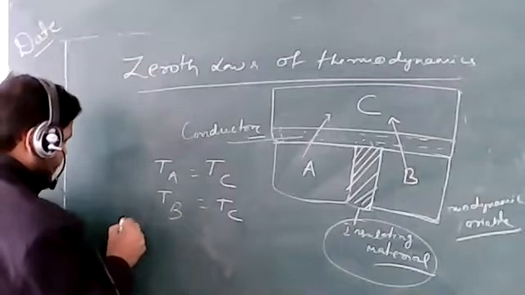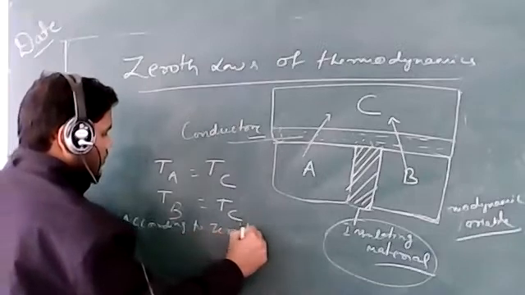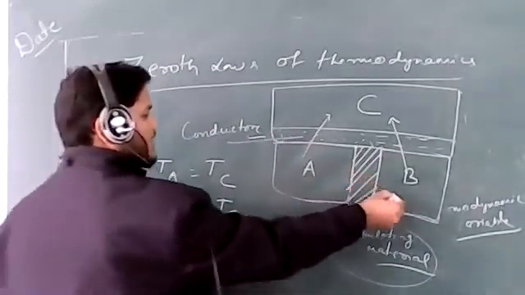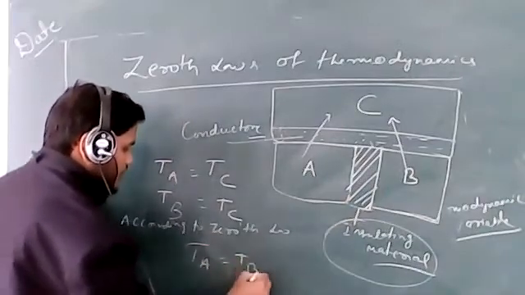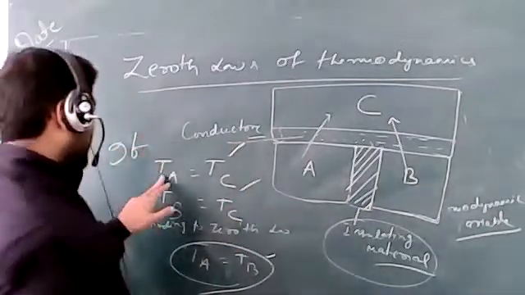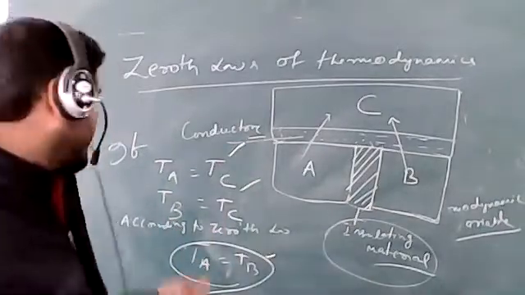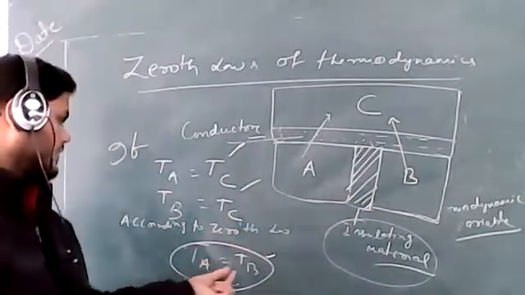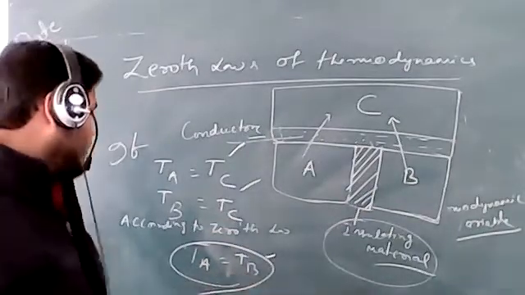Then according to the zeroth law, system A and system B will be in thermal equilibrium with each other. That means the temperature of body A equals the temperature of body B. If the temperature of body A equals that of body C, and the temperature of body B equals that of body C, then the temperature of body A is equal to the temperature of body B. So this is the zeroth law.